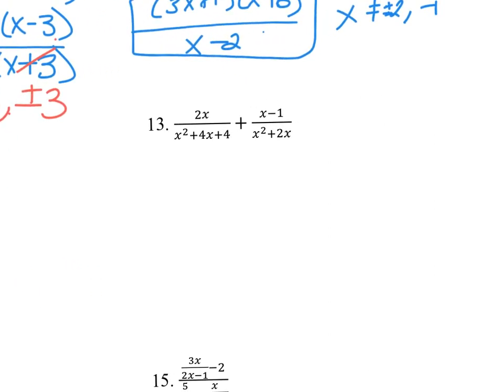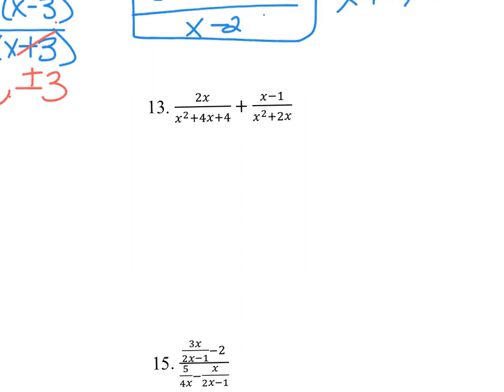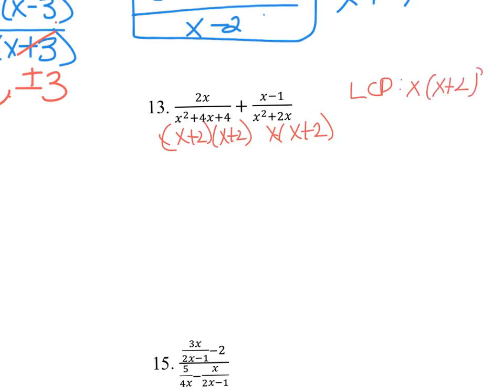So let's go over and look at number 13. So number 13, we've got to first factor the denominators. So I'm left with x plus 2, x plus 2. On the second rational expression, factor out an x, I'm left with x plus 2. So my least common denominator is x times x plus 2 squared.